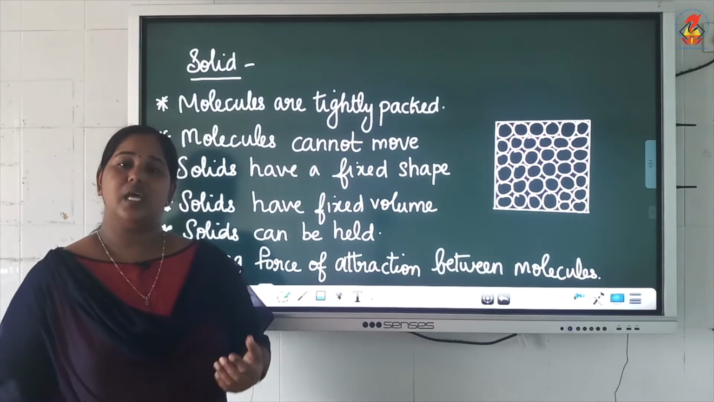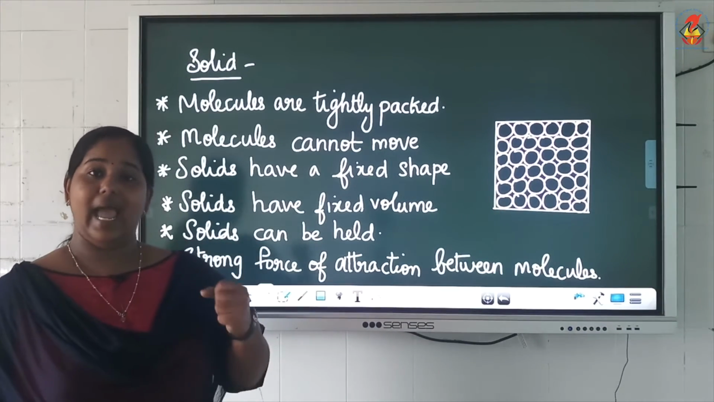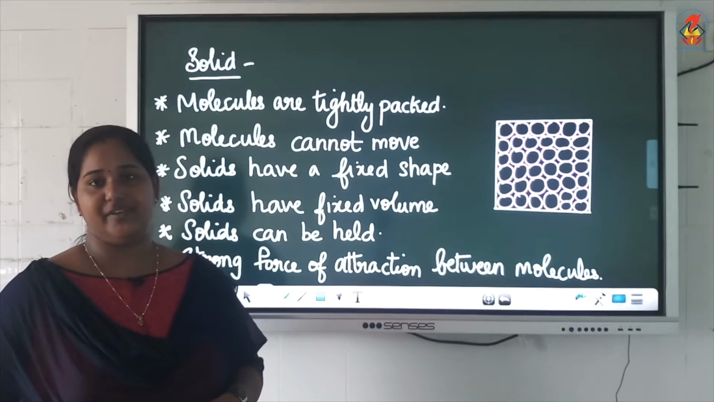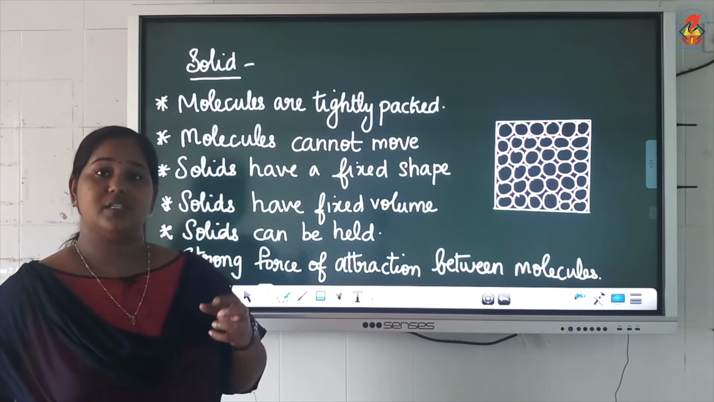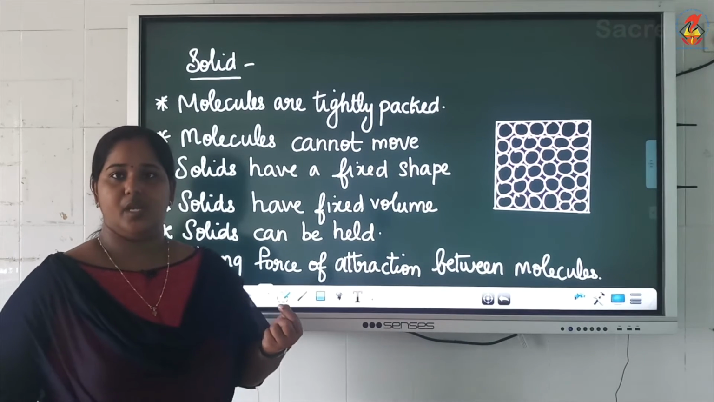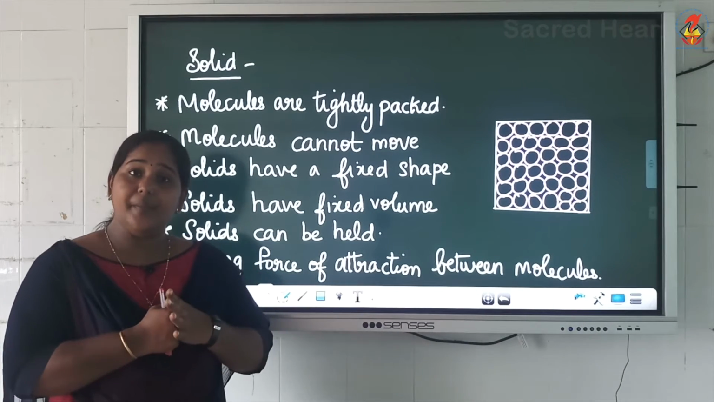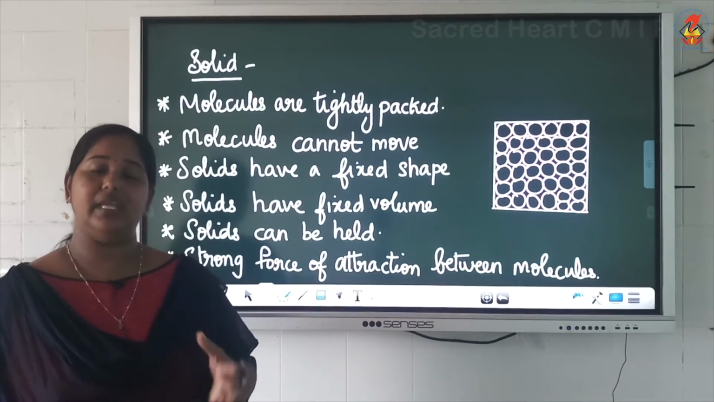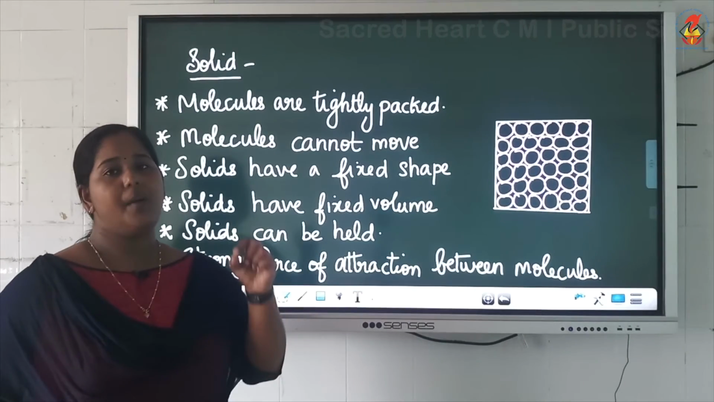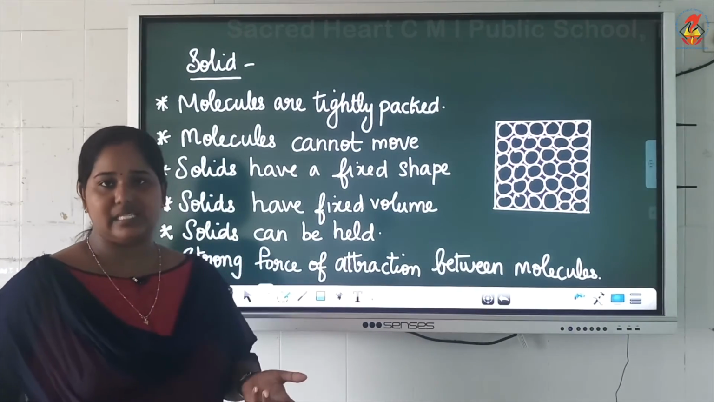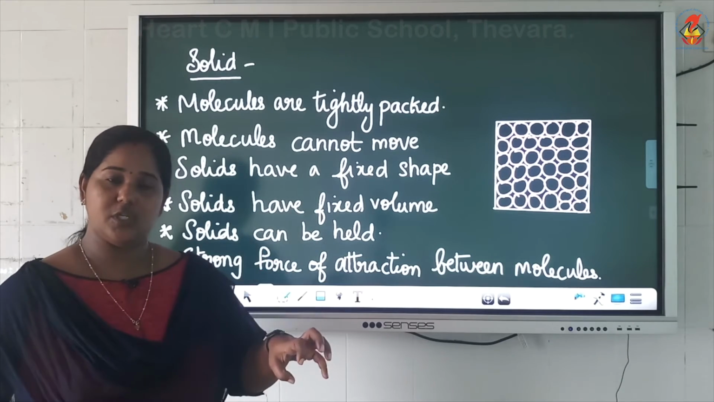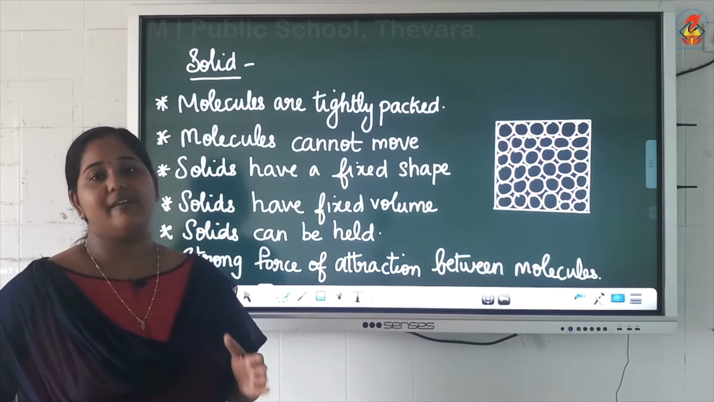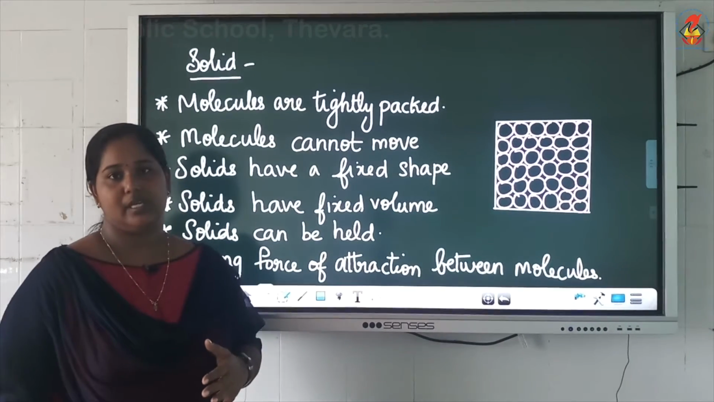But in some cases we can apply force and change the shape of a solid. For example, you can stretch a rubber band. You can press a rubber material, a rubber ball or something, and change the shape, but only for a short while. After that, it regains its shape. So that can be done by applying force, but normally solids have a definite shape.